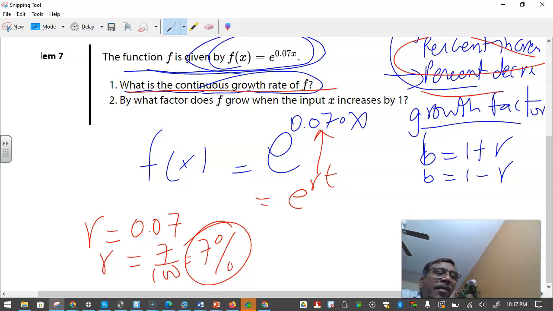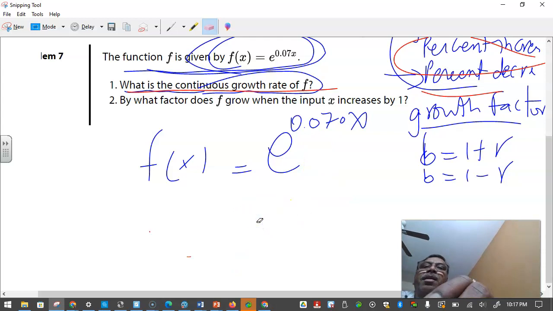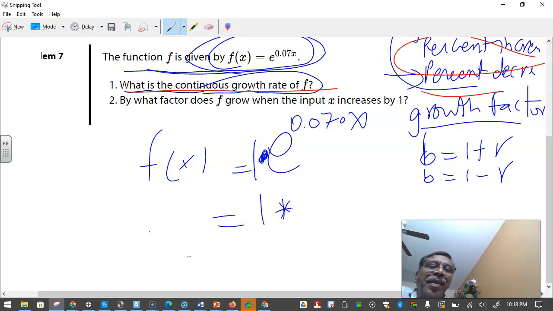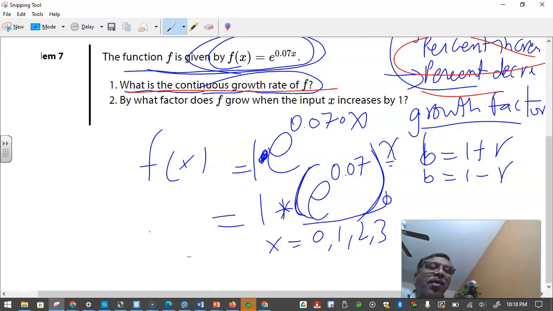Now the growth factor is totally different. Watch this. Let me wipe this off and clear everything here. Because they're asking about the growth factor, and it looks like no number is given before that, it means it is 1, maybe 1000. This means it is 1000 times e raised to, I can write this as 0.07, and the whole thing raised to x. Now what is this? x stands for 0, 1, 2, 3, and this is the growth factor.